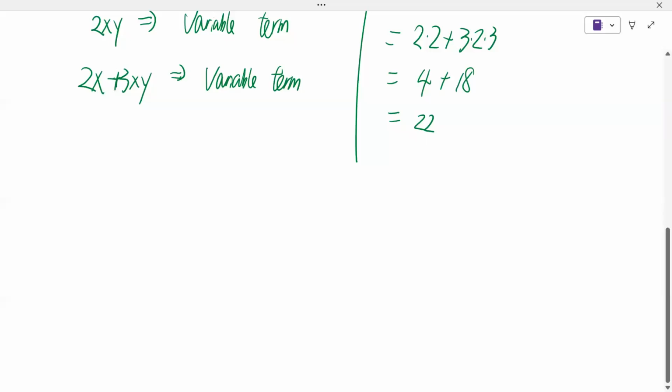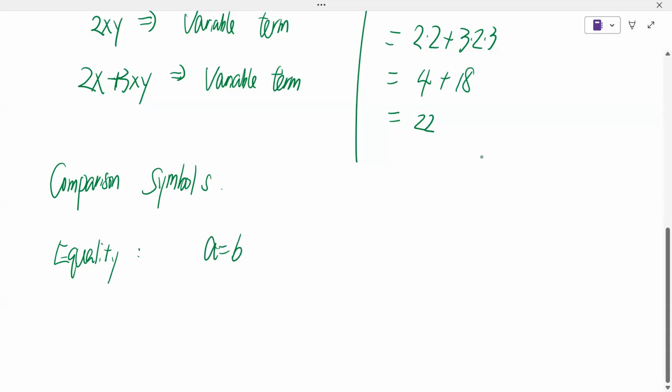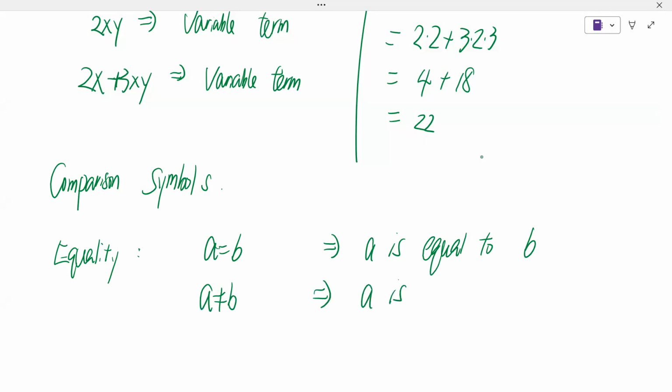In terms of comparison symbols, I already mentioned something earlier. That's equality, something like A equal to B. That means A is equal to B, basically they are the same numbers. A not equal to B means A is not equal to B.